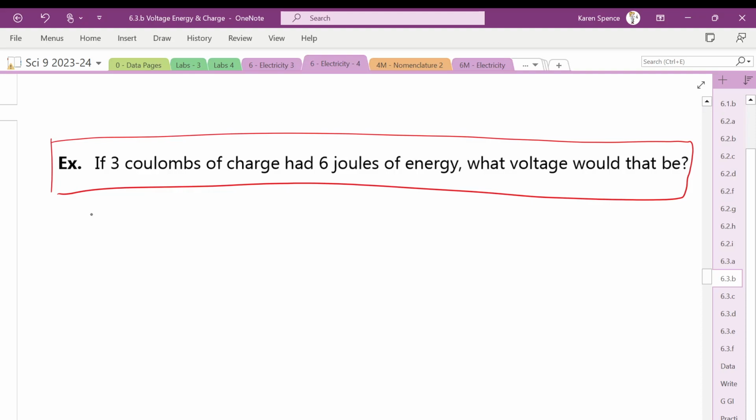Okay, what do we do first? We write our given. G for given. And remember, when you write your given, you are going to write it as quantity is equal to a number with a unit. So could you please try to write down your 2 given pieces of data?